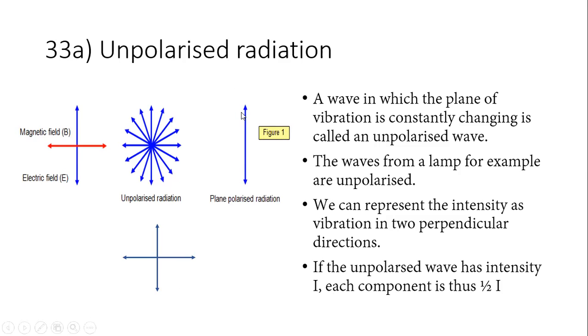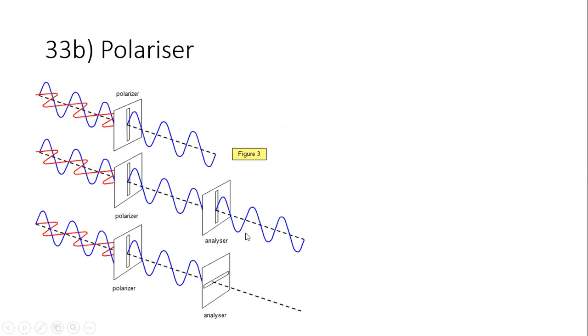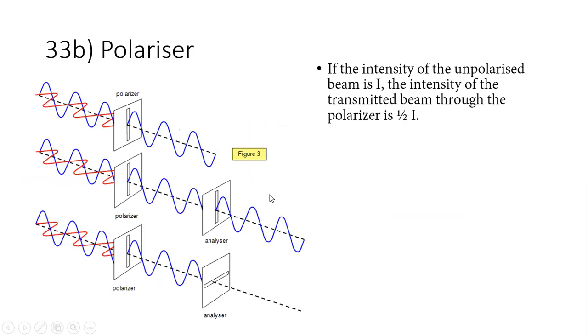If it's plane polarized, basically when you use a polarizer, you remove one component, either vertical or horizontal, or it can be at an angle. It doesn't have to be vertical. If the intensity of the unpolarized beam is I, the intensity of the transmitted beam through the polarizer is half I, because you remove one component already. Then if you pass through this slot, it is still half I.